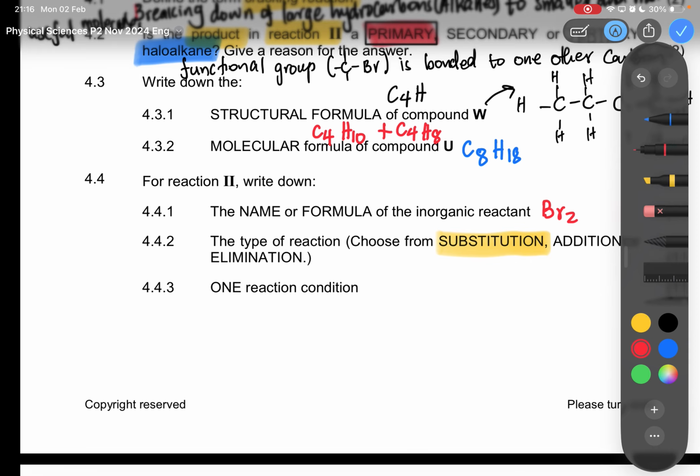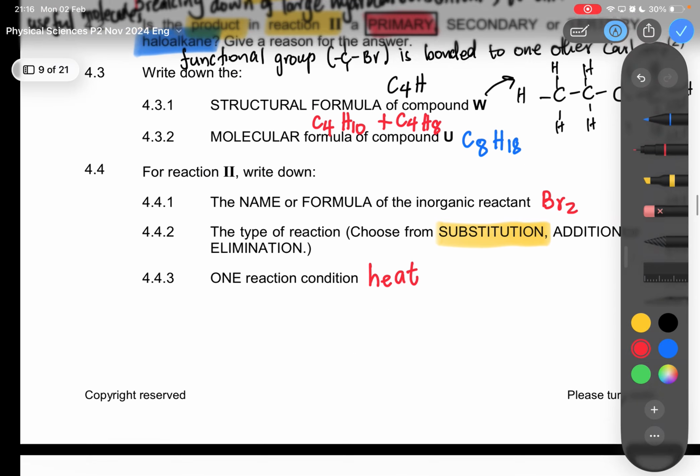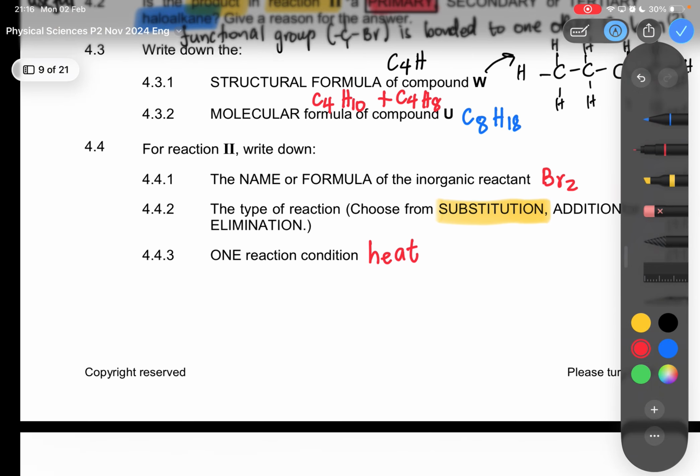I said something to you about substitution reactions. All of them just require mild heat. So when I just write heat there, just write heat. It's one of the reactions. If you can remember that it's mild heat, it's okay. Continue to write. Good. So one of the reaction conditions here is mild heat.